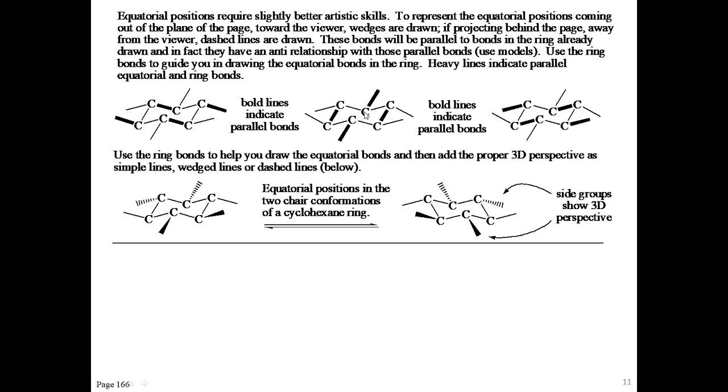Or if I'm looking in and out here, remember we have two parallel bonds here. So I'm going to have a parallel bond in the front coming out at us, and I'll have a parallel bond in the back going away from us. We'll convert those into wedges and dashes.